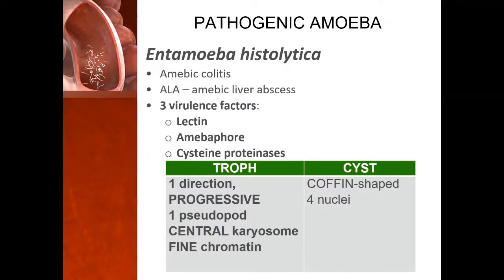So we have the pathogenic amoeba, the only pathogenic amoeba, which is Entamoeba histolytica. Entamoeba histolytica can cause the disease amoebic colitis as well as the ALA, or the amoebic liver abscess. So why can this particular parasite cause such abscess? It is due to the three virulence factors. Number one, lectin, amoebapore, and the cysteine proteinases.